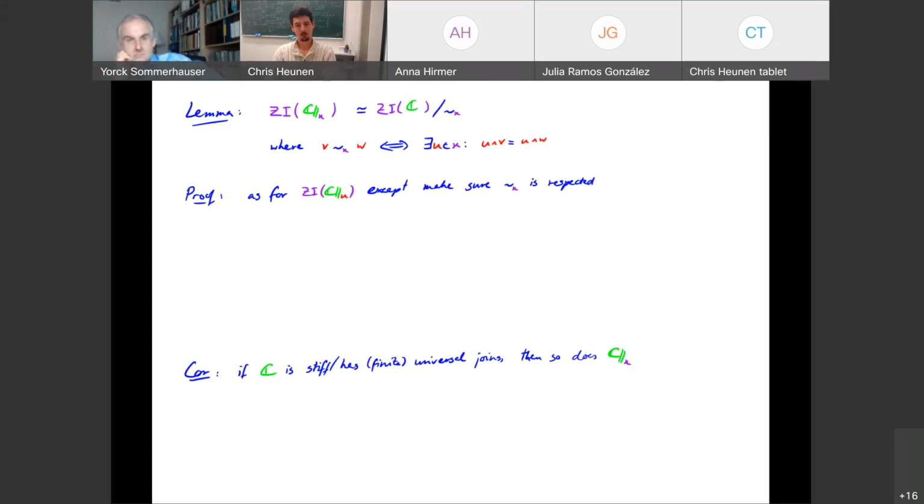So that's good. We know we have a sheaf. We know what the stalks are. We know what the central idempotents of the stalks are. As a corollary, you can immediately see that if C is stiff or has finite universal joins or has universal joins, then so do all the stalks. That's good.